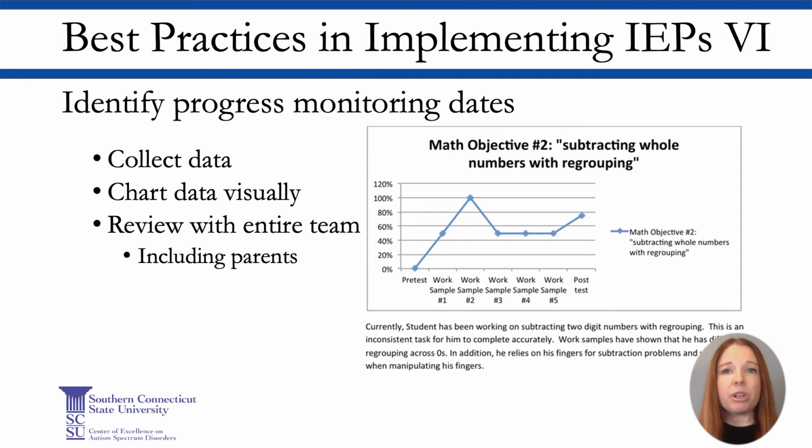Here's just an example of a visually charted student progress on a regrouping goal from pre-test, 5 work sample data points, and post-test on the same skill. Notice how easy this goal was to measure and how clear the chart is. This chart would be presented at any formal or informal team meeting to determine if the intervention and services are working.